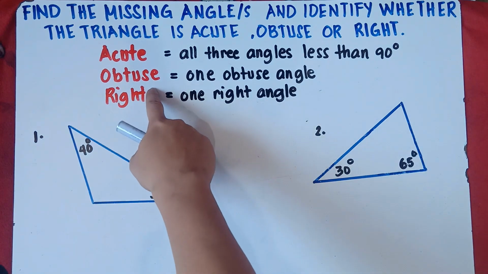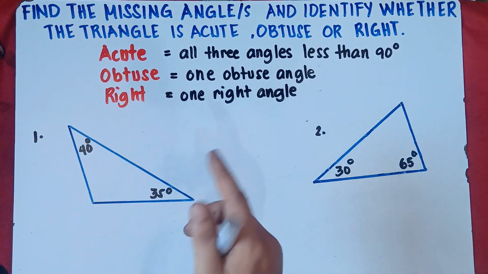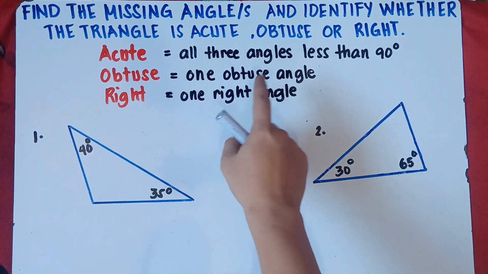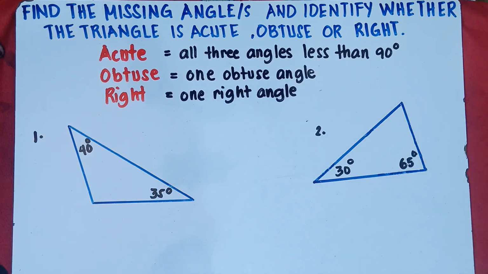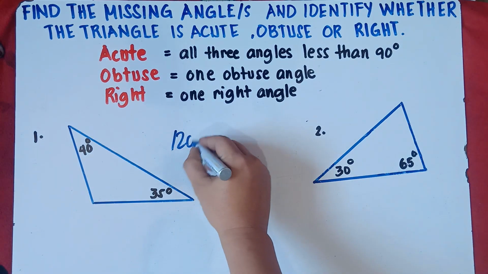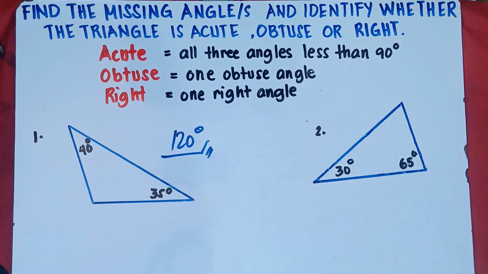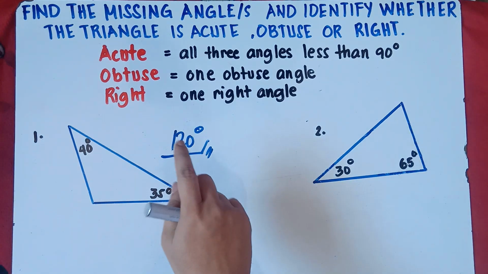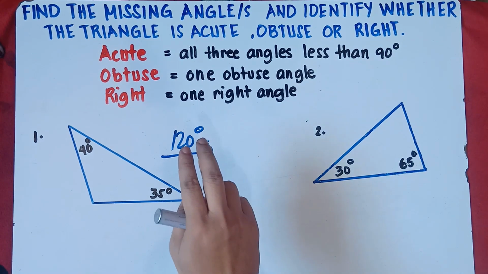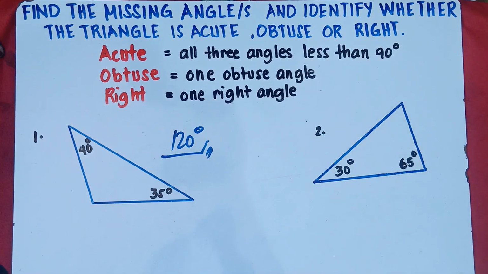Now for obtuse triangle, you will know that it's an obtuse triangle if it has one obtuse angle. What do you mean by obtuse angle, sir? An obtuse angle, class, measures more than 90 degrees but less than 180 degrees. Example, 120. Is 120 an obtuse angle? Yep, it's more than 90 degrees but less than 180 degrees. Now, if you have one obtuse angle, automatic, class, that triangle is an obtuse triangle.